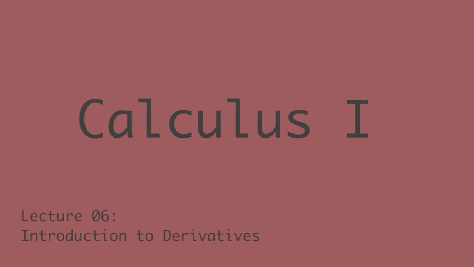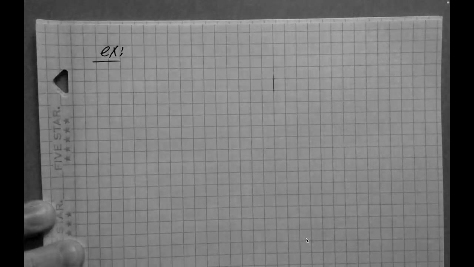All right. Welcome back to Lecture 6. This is Part B, so the second part of a two-parter. We're going to continue with some more examples of differentiation. Let's take a look at this one.